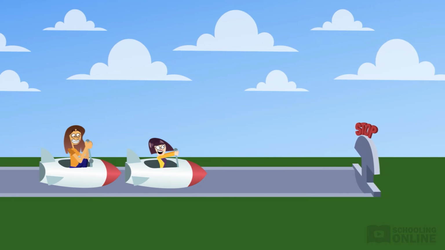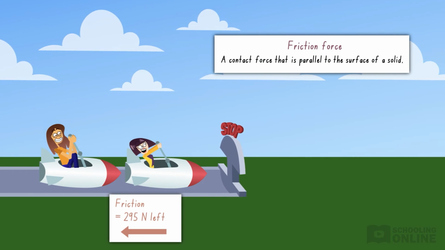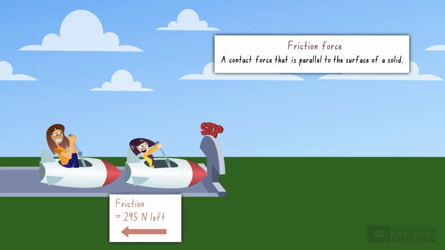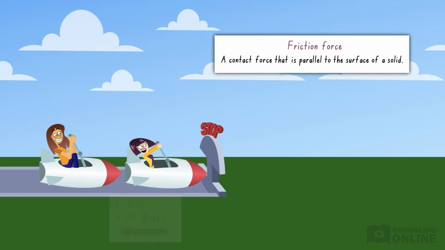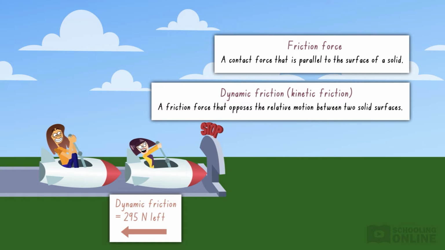She slows down because of friction, which is a type of contact force that is parallel to the surface of a solid. We can also classify this as dynamic friction or kinetic friction. This occurs when two solids slide past each other and the force opposes the relative motion between the two surfaces.